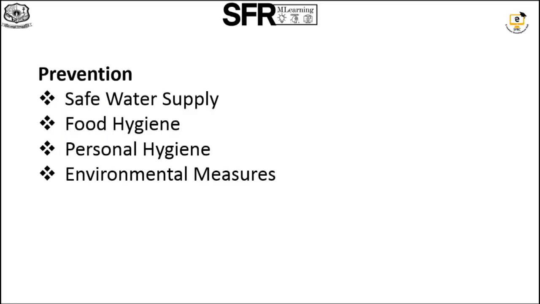Then how to prevent. Safe water supply: drinking boiled or filtered water, avoiding untreated water from lakes, rivers or wells. Food hygiene: wash fruits and vegetables thoroughly, avoid eating raw or contaminated food. Personal hygiene: hand washing with soap, especially after using the toilet and before handling food. Teach children proper hygiene to prevent person-to-person transmission. Environmental measures: proper sewage disposal and sanitation, avoiding fecal contamination of water sources.